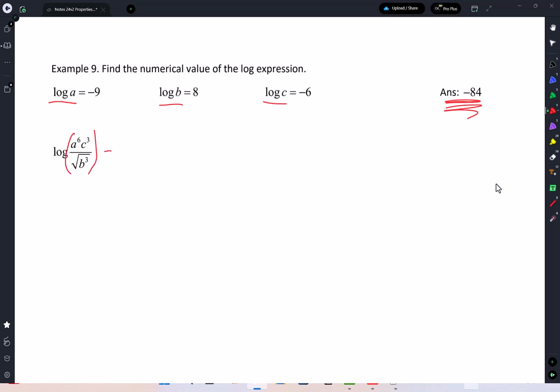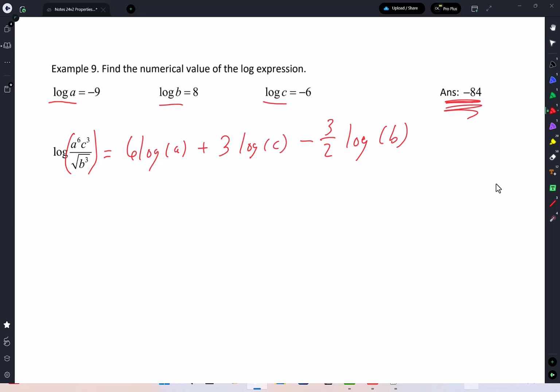That's fine. So expand this just like before. The top is the product, so that's just a simple one. Is it okay if I do two steps with one stone? So put a 6 in the front, log of A, plus 3 in the front, log of C, minus, and let's see, that's the square root of B cubed. So that's going to be 3 over 2, log of B. Does that make sense to everyone? All right, so there it is.